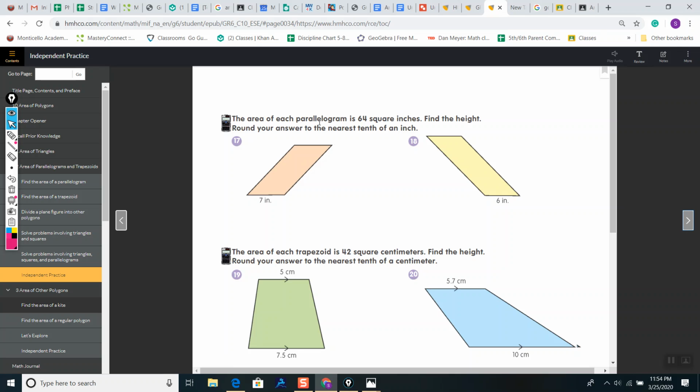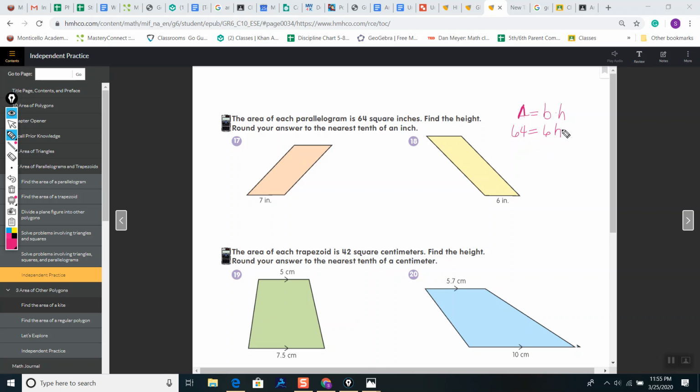18. It says the area of each parallelogram is 64 square inches. Find the height and then round your answer to the nearest tenth of an inch. So we're going to go to 1 decimal, right? Here on this one, we need our pen though. We have area is equal to base times height. So area 64 is equal to a base of 6, and we don't know the height.